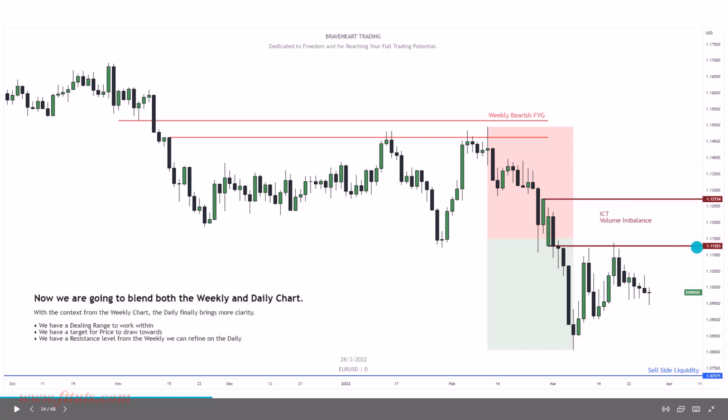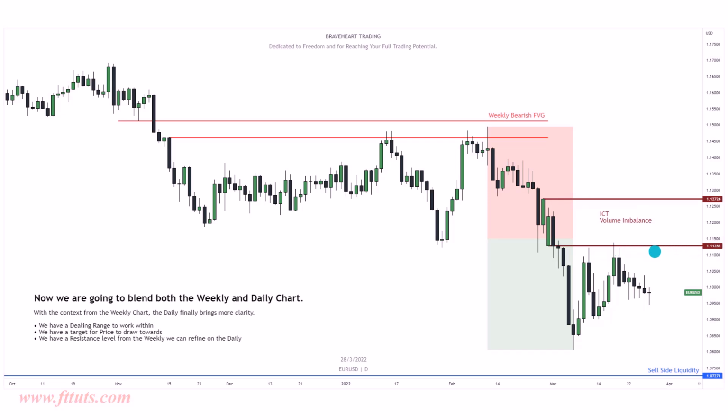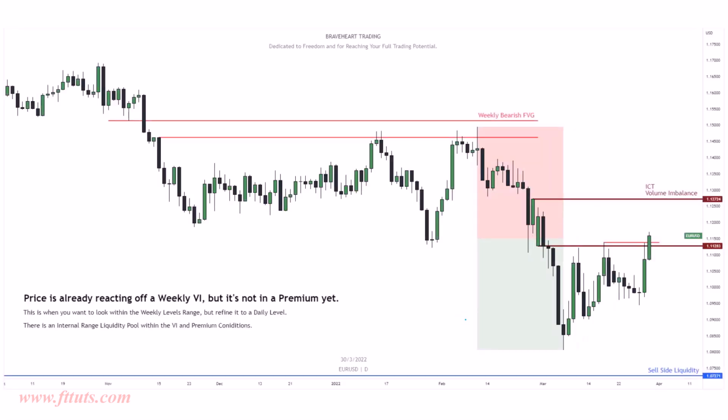So you can see that this bottom end of the ICT volume imbalance is still in a discount market. So we want to make sure that we refine that on the daily chart, because it has more detail than the weekly chart. We want to refine it so we can make sure that it's in a premium. So how can we do that? Well, price is already reacting off the weekly volume imbalance, but it's not in the premium yet. This is when you want to look within the weekly level's range, but define it to a daily level. So you can see this is the high of that volume imbalance, and this is the low of that volume imbalance.